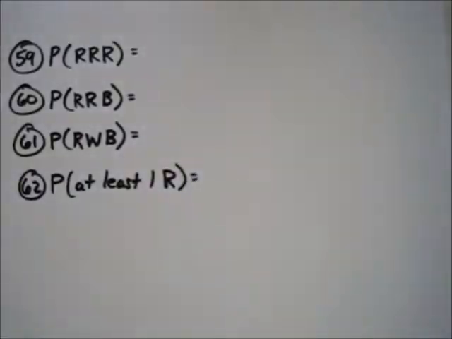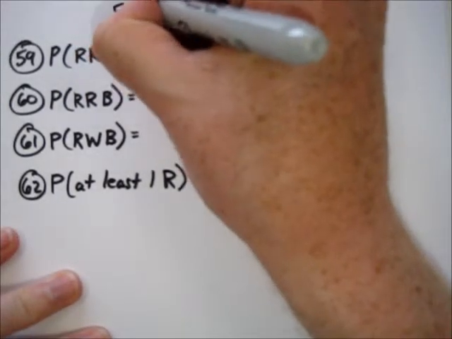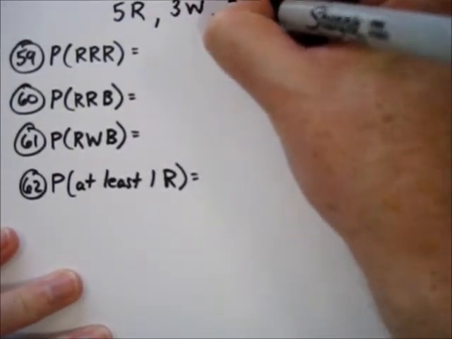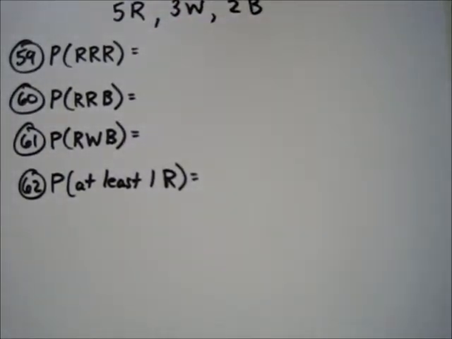Okay, problems 59 through 62 are found at the bottom of page 828. We're told that a bag contains 5 red chips, 3 white chips, and 2 blue chips. Let me just write that down up here: 5 red, 3 white, and 2 blue chips inside this bag. 3 chips are to be selected at random without replacement, meaning we don't put them back in the bag after we pick them. Determine the probability that, problem 59 says, all are red.